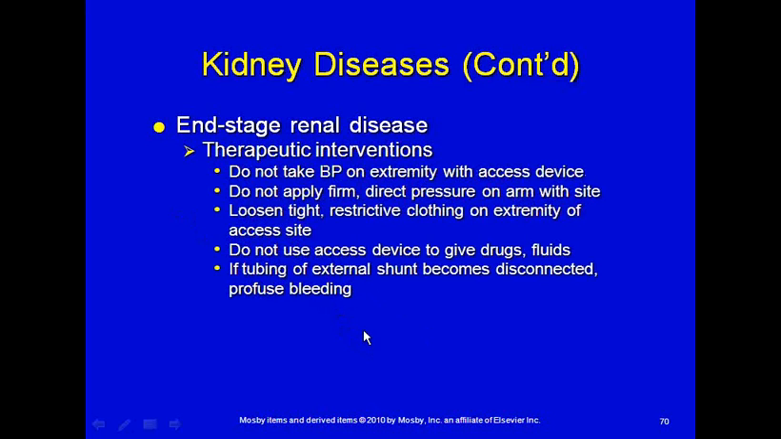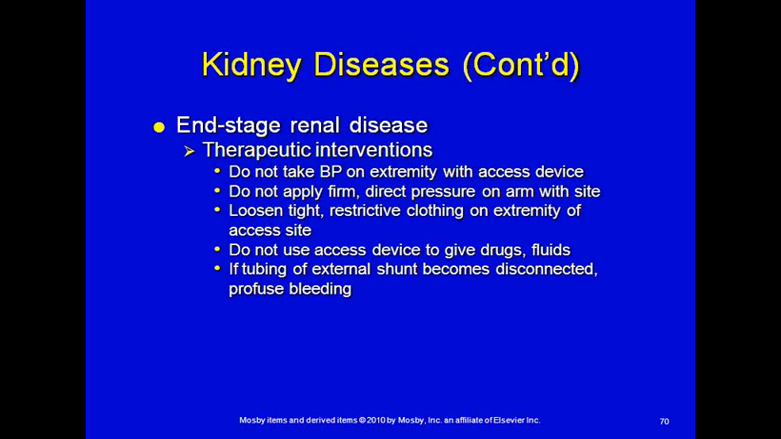For end-stage renal disease, if a person is on dialysis, they're going to have an AV shunt, usually in their forearm. It makes the vessel very large and easy to stand out, and as a result, that arm is not a candidate, regardless of their blood pressure or other situation, to stick that AV shunt. So don't take a blood pressure on that side. Don't apply firm direct pressure on that arm. Don't start an IV on that arm.